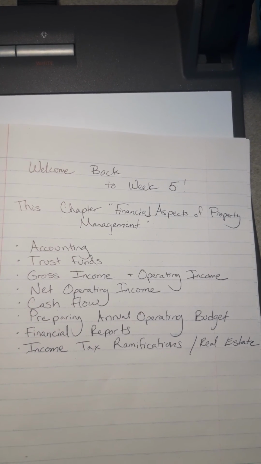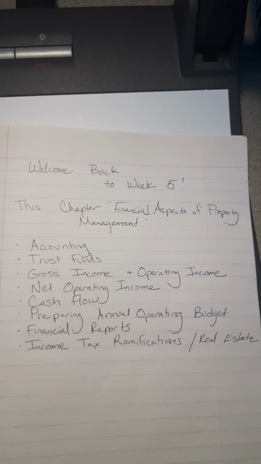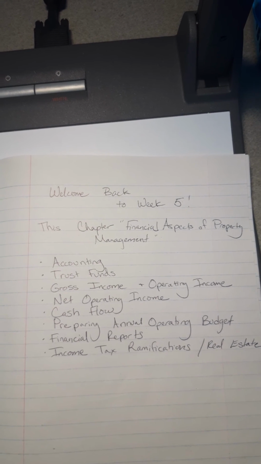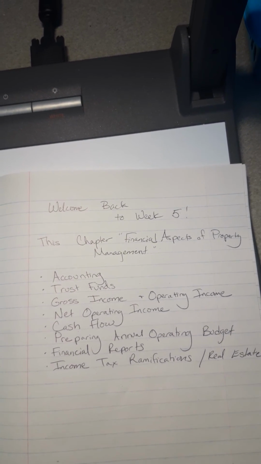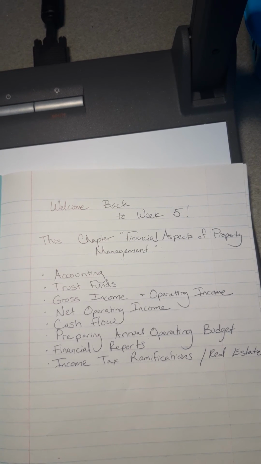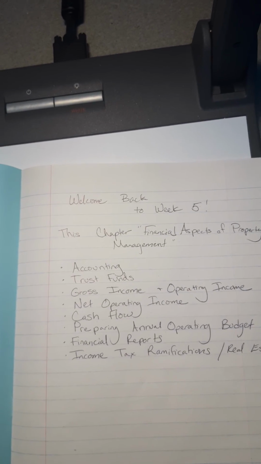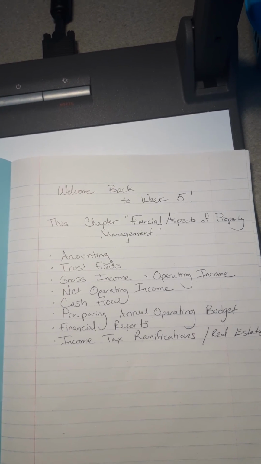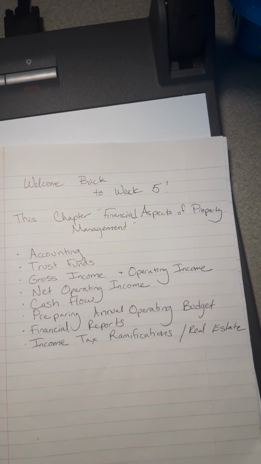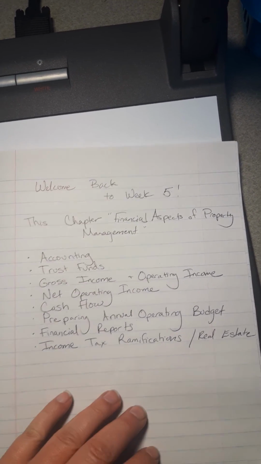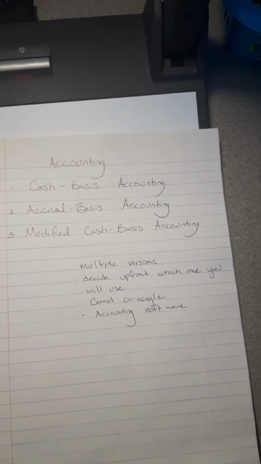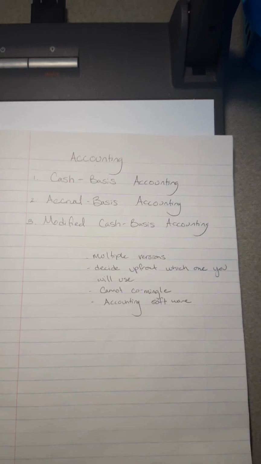So this chapter, the financial aspects of property management, we talk about a few things. We talk about accounting practices that we normally use. We also talk about trust funds, gross income and operating income, net operating income again. I know we've talked about that before in previous chapters. We talk about cash flow, preparing annual operating budgets for our owners, financial reports, and income tax ramifications of real estate.